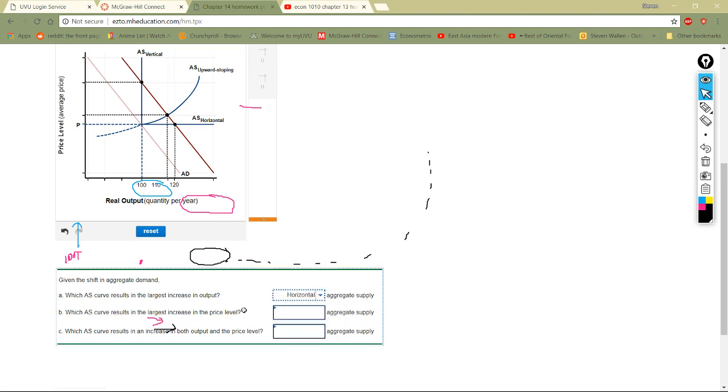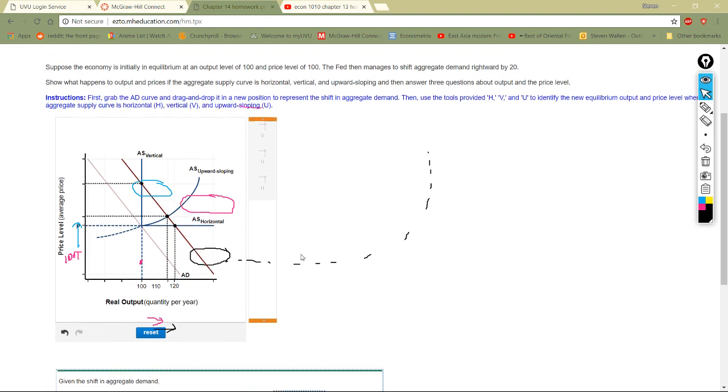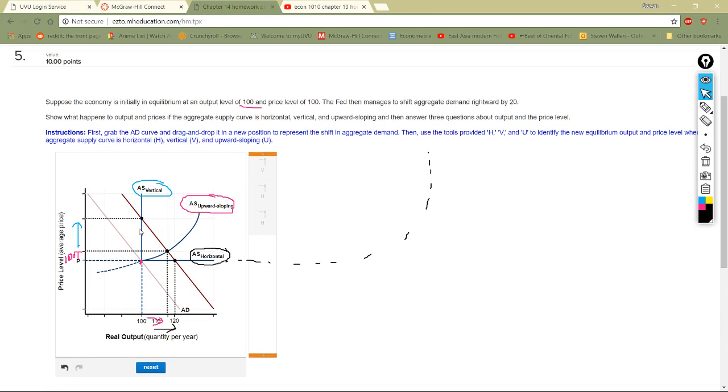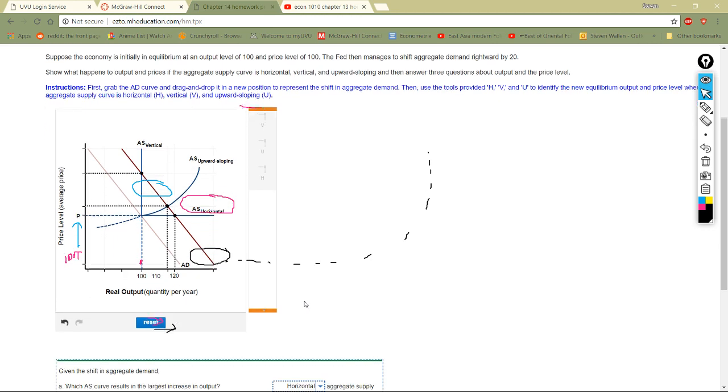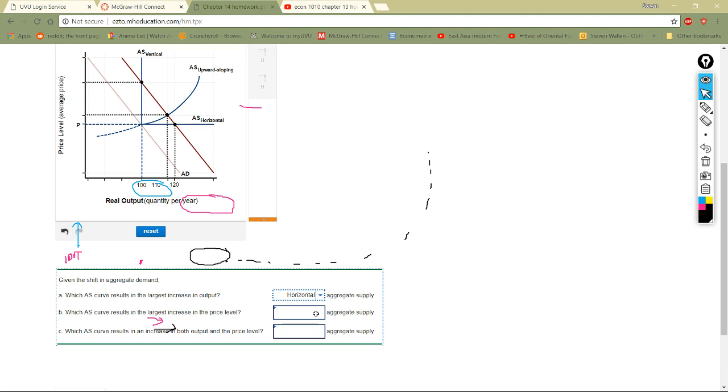Which AS curve results in the largest increase in price level? Okay, for over here, if I shift AD over and I don't increase what I'm producing at all, all I did was jack up the bidding war on prices. So this AS vertical is going to do the highest price jump possible if I increase AD, and there's no way to actually increase output in our economy, because we've just reached the limit of production and we can't do anything else. So we come over here, it's going to be vertical.